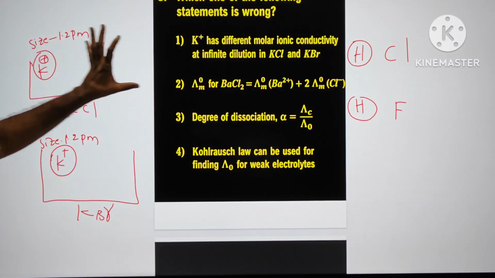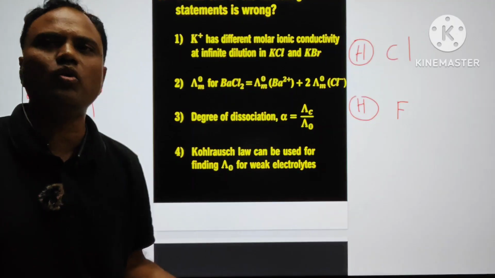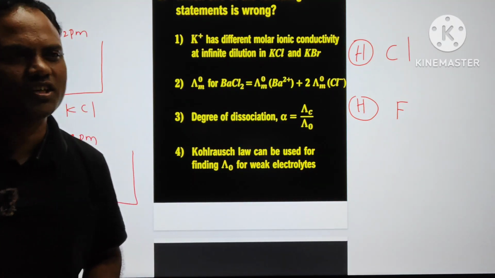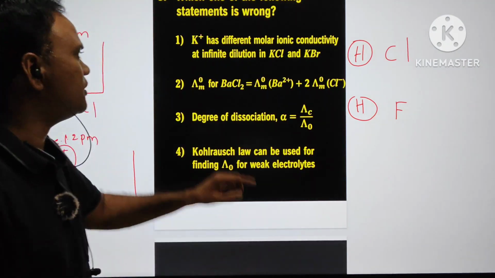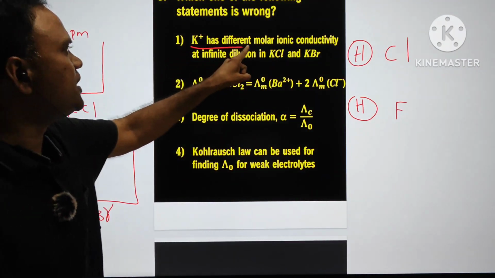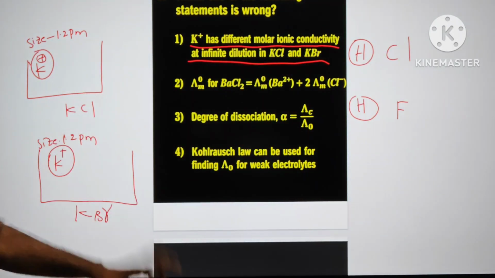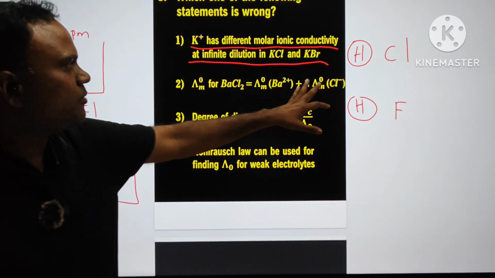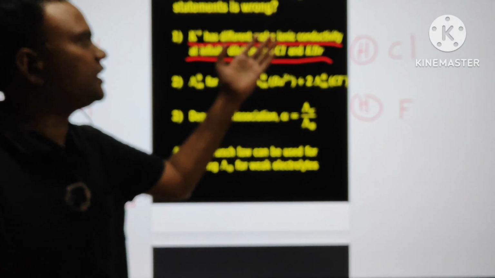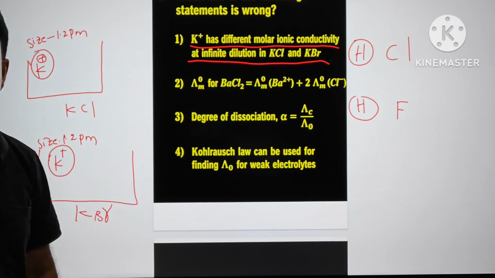Clear? Similarly, the potassium ion size is the same in KCl and in KBr. Size does not change. If size is constant, then conducting power is also the same, constant. But what is the statement? K plus has different molar conductivity at infinite dilution. Wrong. Not different. Same conductivity in KCl and same conductivity in KBr. The same amount of current carried by potassium ion in KCl is carried in KBr also. Clear? Because there is no change in the shape of the potassium ion.